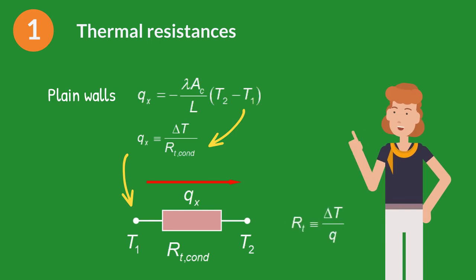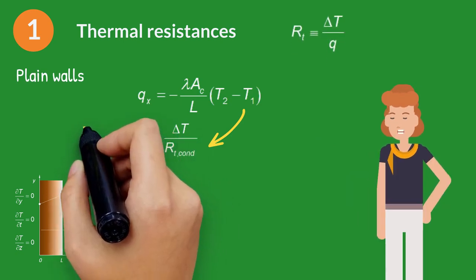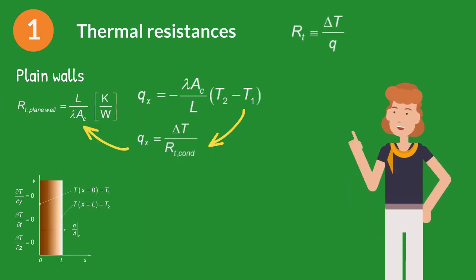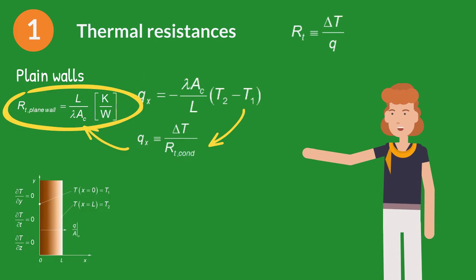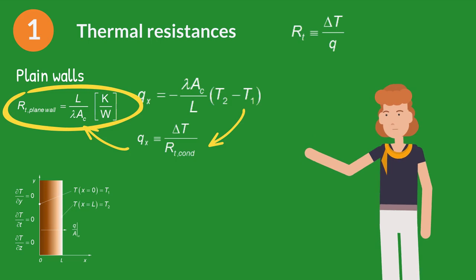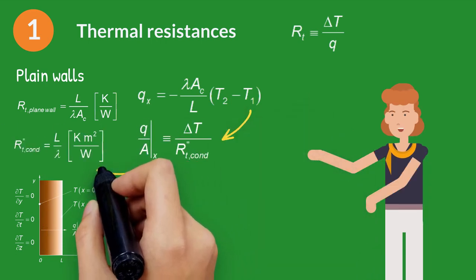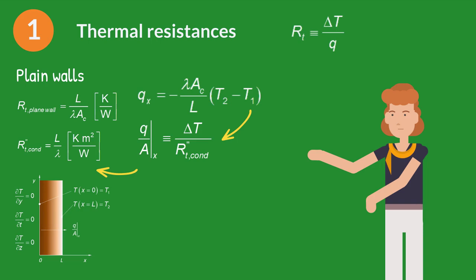Defining resistance as the ratio of a driving potential, delta T, to the corresponding transfer rate, Q, we can find the thermal resistance for different simple geometries. For a plane wall, in steady state, without internal heat generation, uniform and constant thermal conductivity and with one-dimensional heat flux, the thermal resistance is the wall thickness divided by the thermal conductivity and the cross-sectional area. Notice that the wall cross-section must be also constant. The specific thermal resistance is defined per unit of cross-sectional area.